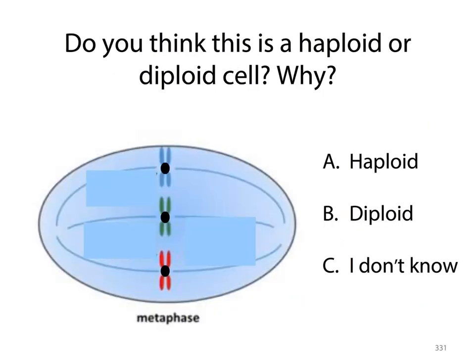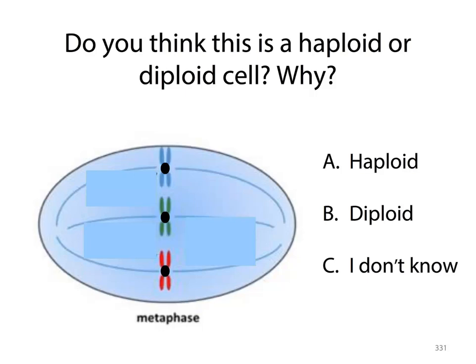So if you were to be shown a picture like this with a cell like this, and you were to be asked, do you think this is a haploid or diploid cell, and why? You should be able to look at this and think, okay, so how many copies of each type of chromosome do I see? How do I address this question? What looks like it might be the potential answer? Think about it a minute.